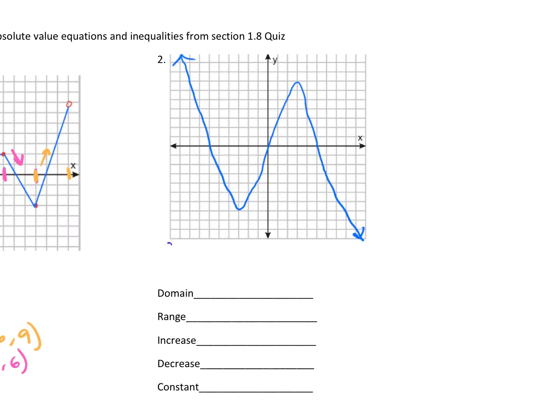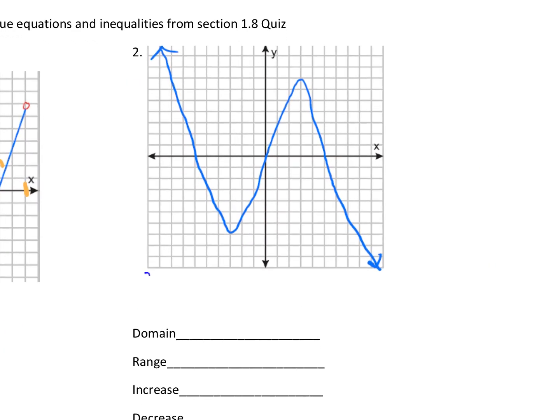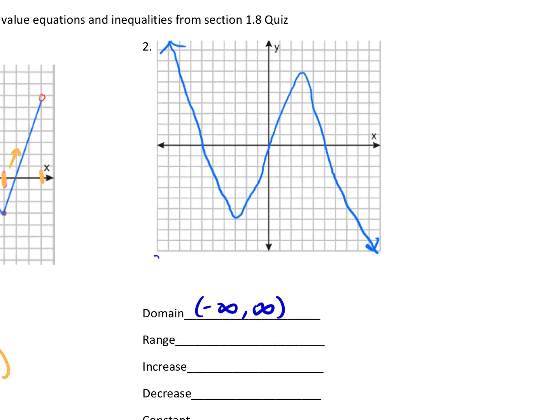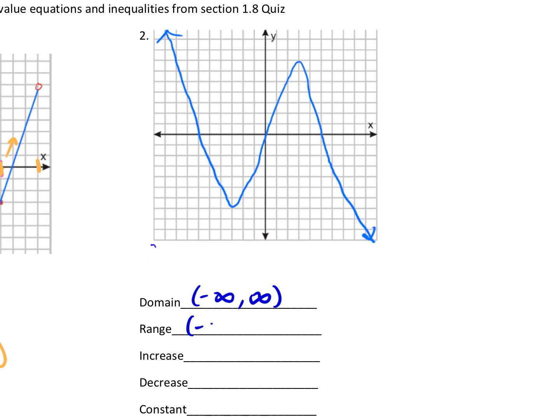All right, let's look at number 2. So first, let's start with our domain. George, what do you think the domain is? -infinity. Perfect. Our arrow is pointing to the left forever and to the right forever, so it'd be -infinity to +infinity. What about our range? -infinity. Same thing. Our arrows are pointing down forever and up forever, so -infinity to +infinity.